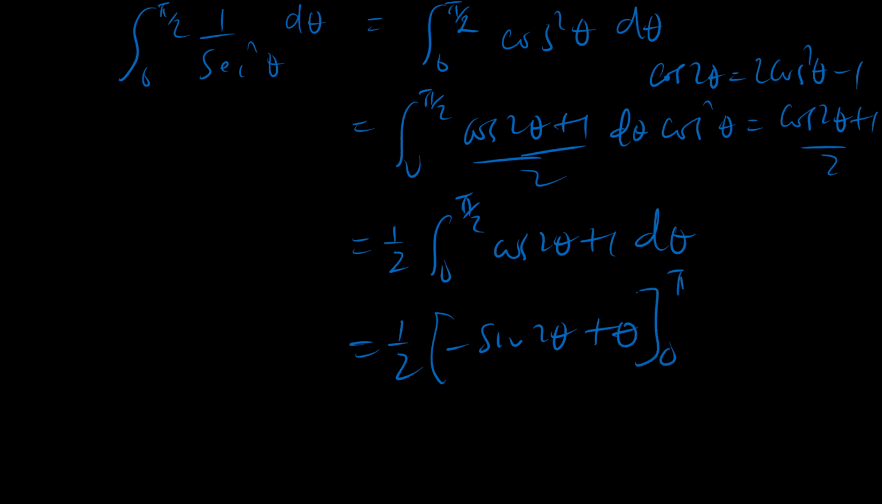From 0 to pi over 2. Now twice theta, that means twice pi over 2, which is pi. Sine of pi is 0. 2 theta with theta being equal to 0 is 0, so sine 0 is 0. So the only effective variable is going to be theta. So that means we have a half times pi over 2 minus 0, which is equal to pi over 4. And that is our final answer today.